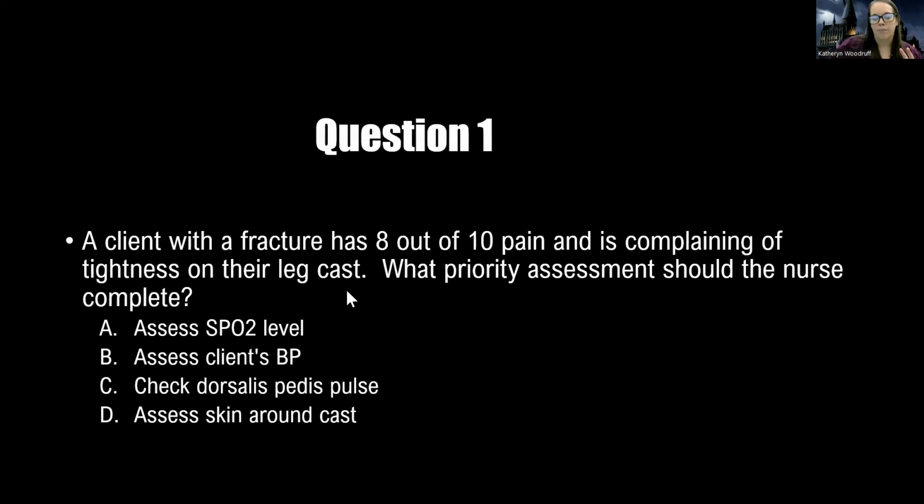Pretty much what I want to think about is which one of these assessments is going to give me the most information that's going to help me to make a decision about what to do next. Which information do I need before I call the doctor if there is something wrong, or where am I going to find out if there's a problem in this patient? And yeah, if their SpO2 level is off, that definitely would be a problem. But am I thinking a patient with a fracture with tightness around their cast is going to be having a problem with their SpO2? Not necessarily.